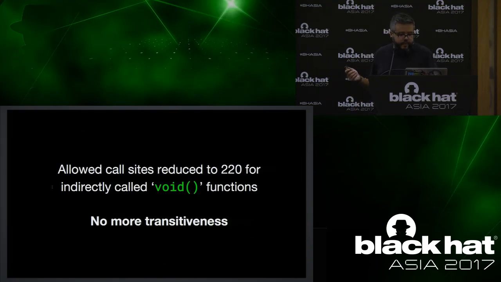By doing this, the allowed call sites are reduced to 220 for indirectly called void functions. So as you can see, this is a meaningful optimization. I mean, we made some advancement here. And of course, this happens because we have no more transitiveness.